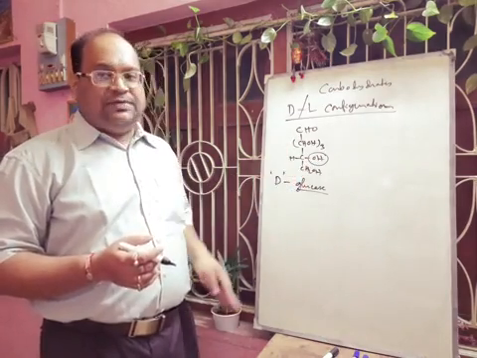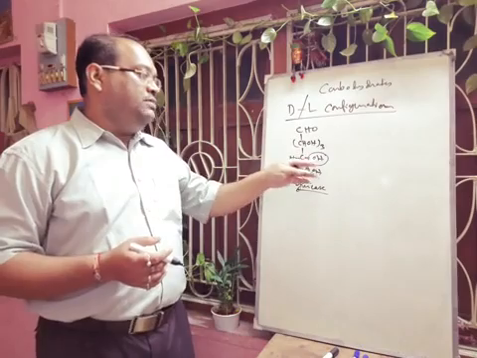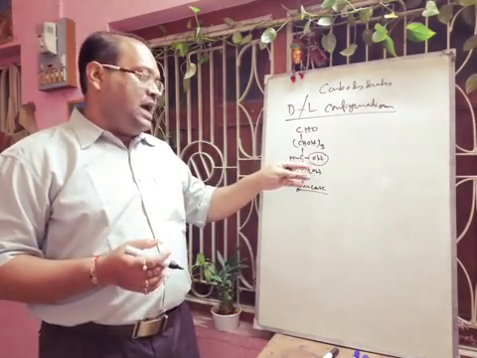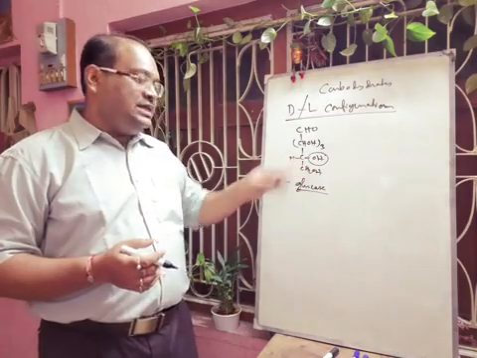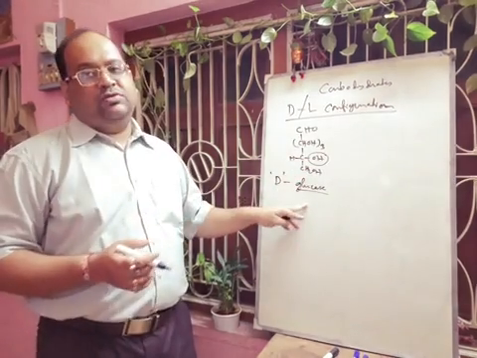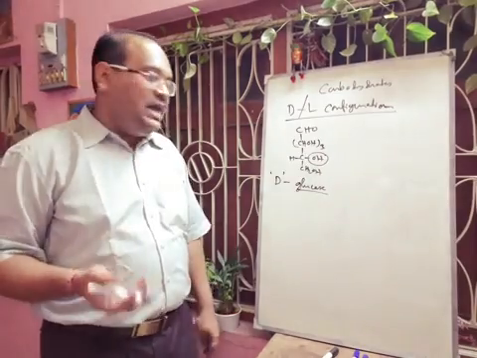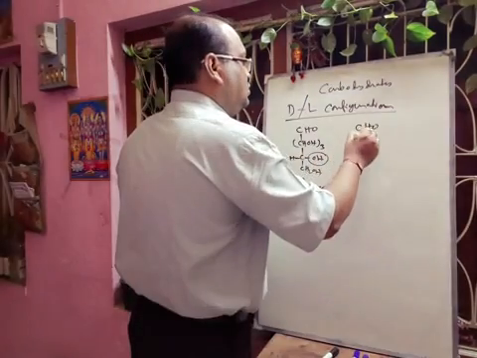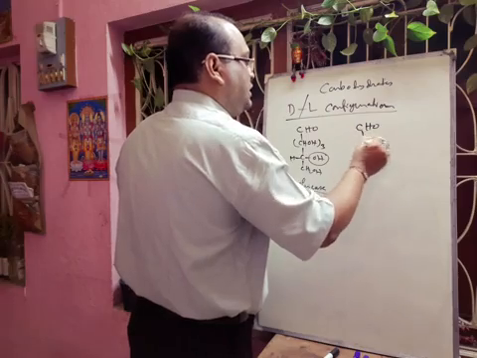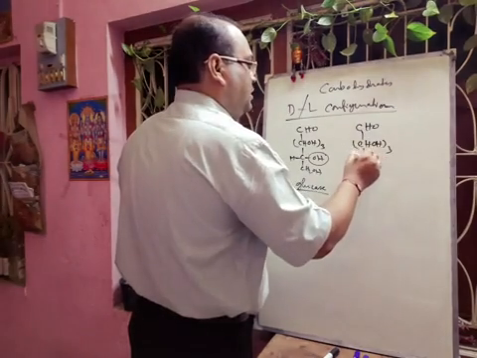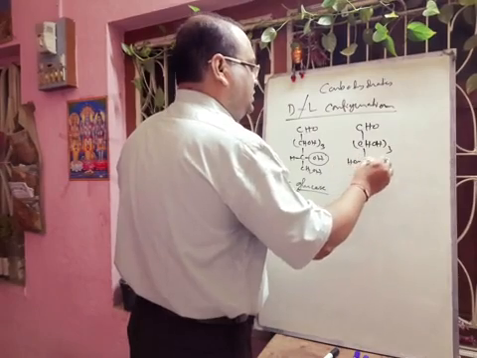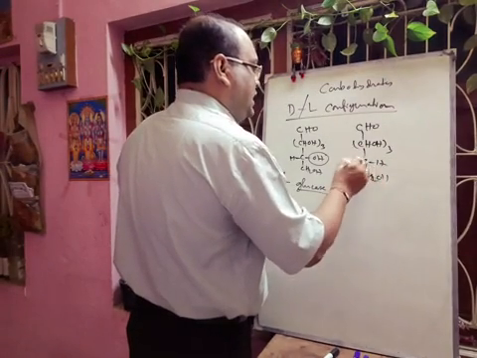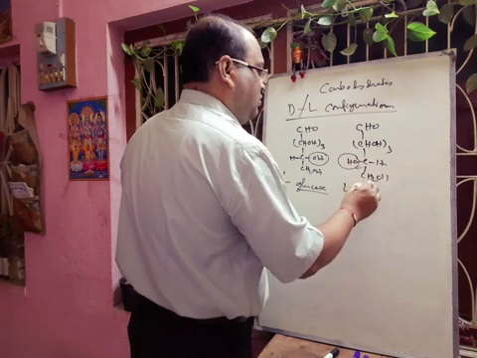When we are writing the Fischer projection formula in case of glucose, if the OH at the bottom chiral center, adjacent to this CH2OH, is on the right side, then we are calling it D-glucose. Now, there also may be L-glucose. CHOH whole thrice, then CHO and H, CH2OH. If this one is on the left hand side, then it is called L-glucose.